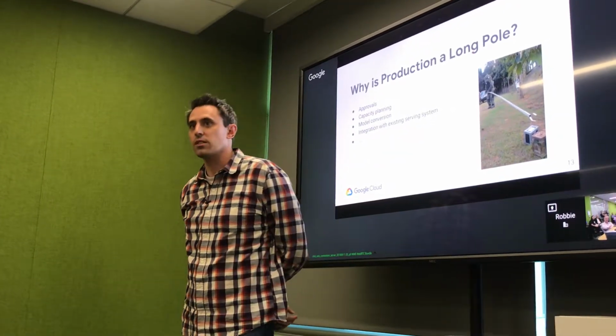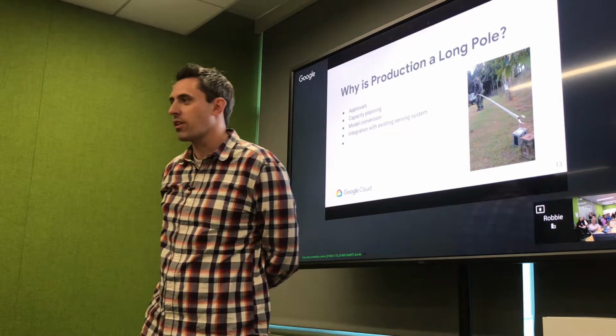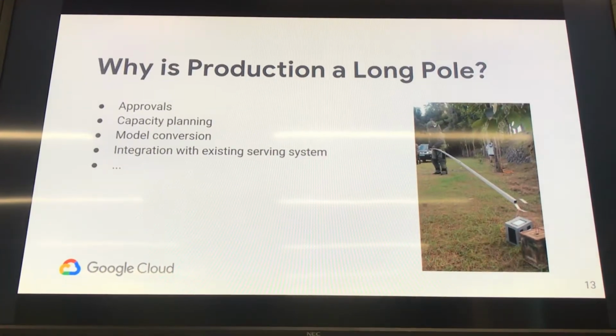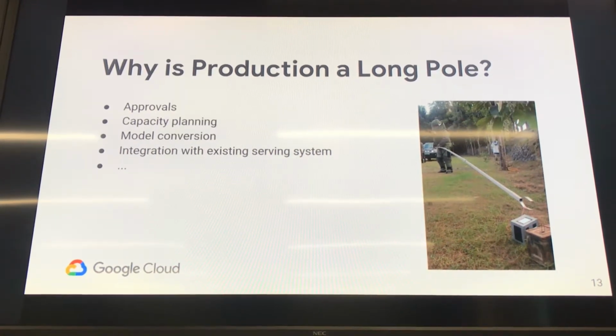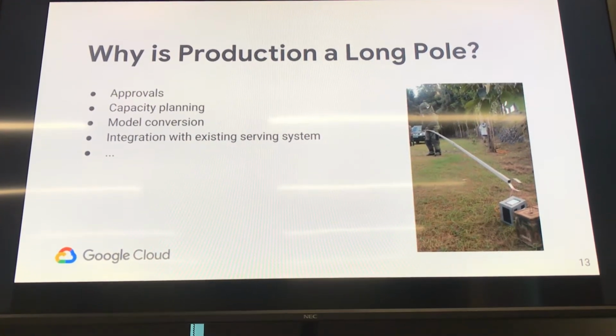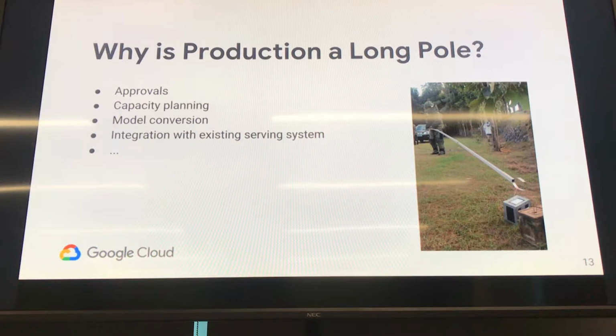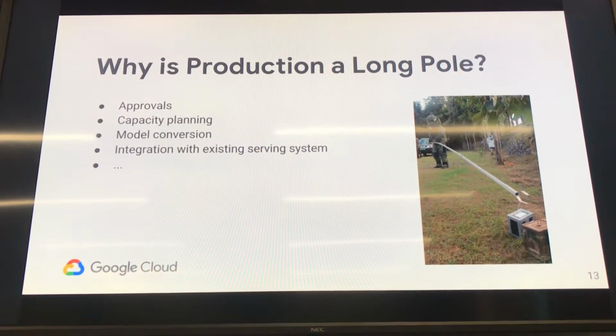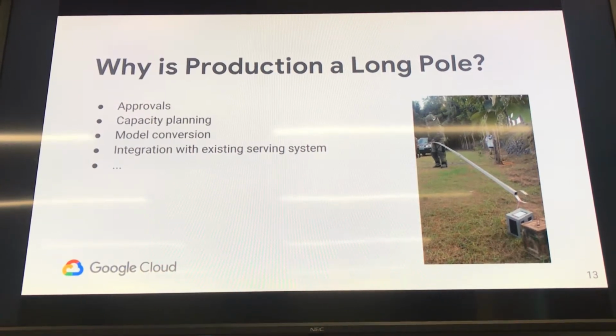Here's a few other things. You guys said some really great things. I didn't even think very hard about this, and these are the ones that came off the tip of my tongue or fingers. You need to get approvals. You need to do capacity planning. I actually had a conversation with someone, I can't recall who, that you have to convert your model from one format to another format and then do validation on it, that type of thing.